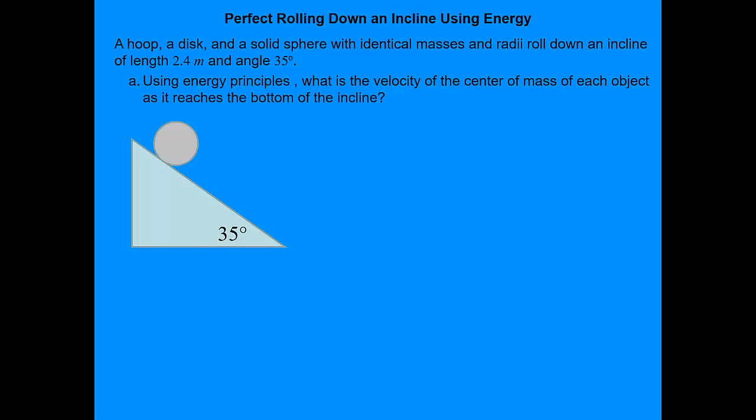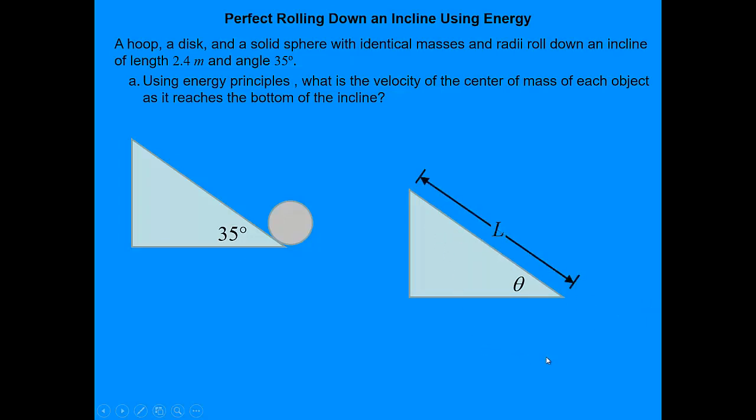Okay? So, we're going to start out, part A here is we're going to figure out the velocity of each one at the bottom of the incline. So they roll down the hill. Now I want to know what's its velocity when it gets to the bottom. First, a little geometry. I'm going to call the length of the incline here L.